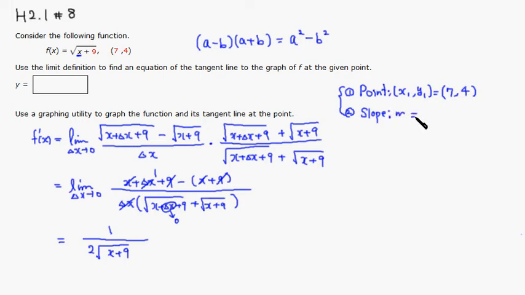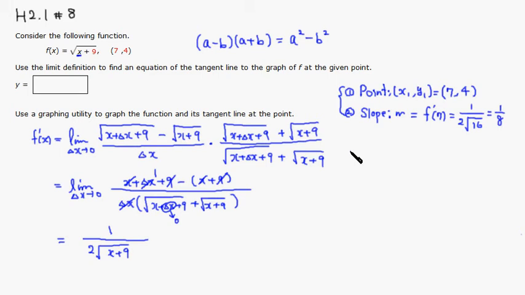We can find m by using the derivative f prime, plugging in the x value of the point, in this case 7. So this is going to be 1 over 2 times the square root of 7 plus 9, which is 16. The square root of 16 is 4, so it's going to be 1/8. So the slope turns out to be 1/8.